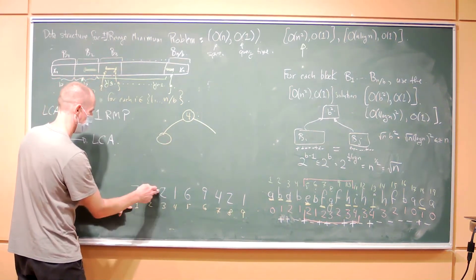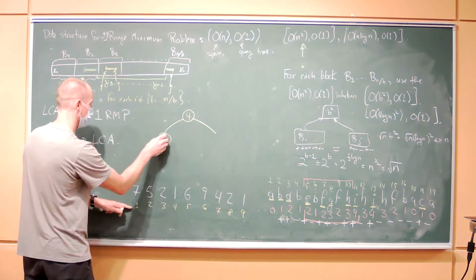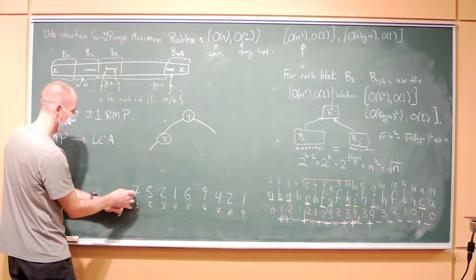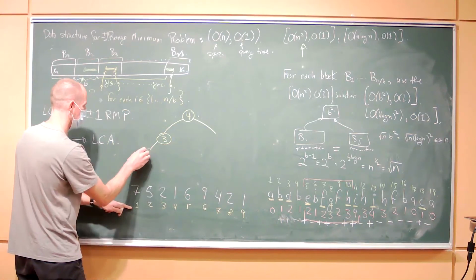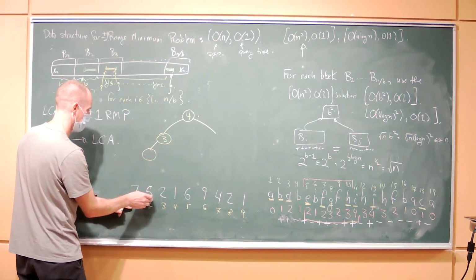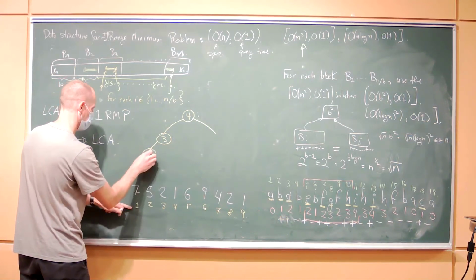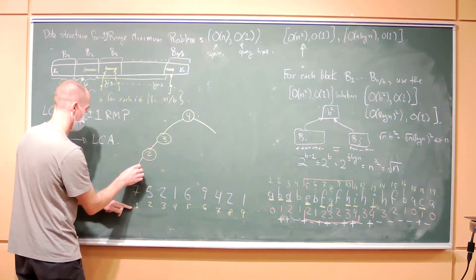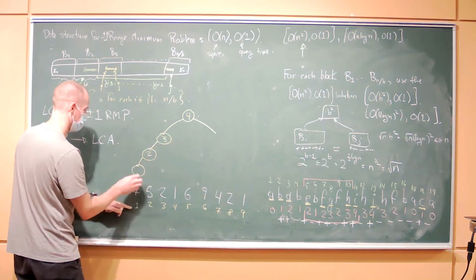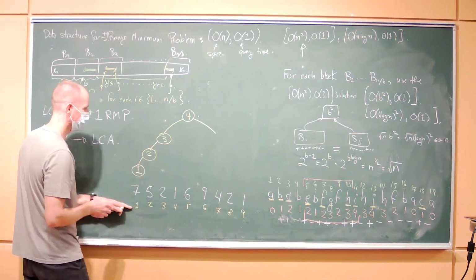7, 5, 2: the smallest value is 2. Its index is 3. That leaves us with 7 and 5. The smallest value is 5, and its index is 2. That leaves us with a 7, and its index is 1.